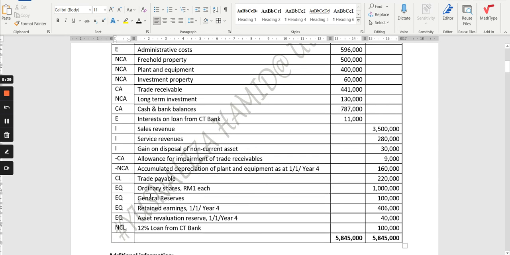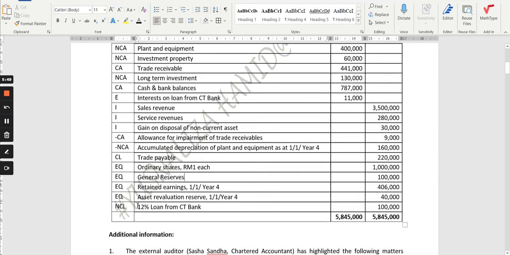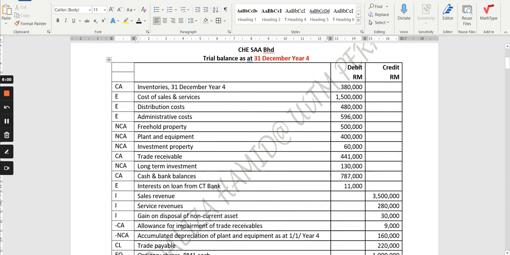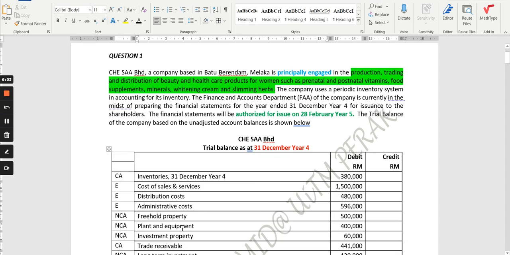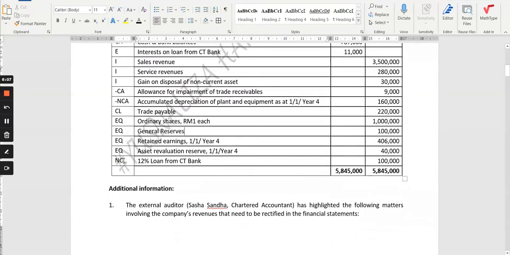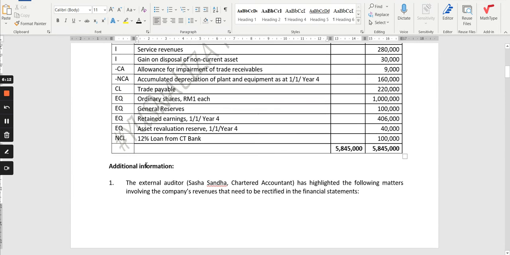General reserve, beginning balance, they're not informed, so probably this one is at the end of the year. But if you have any information on transfer from or to general reserve, this is not yet adjusted, so these are unadjusted for the additional information given here. Retained earnings, beginning of the year, asset revaluation reserve, beginning of the current year, 1st of January, year 4. Remember, our year end is 31st of December, year 4. So this is beginning of the year. 12% loan from Citibank, 100,000.